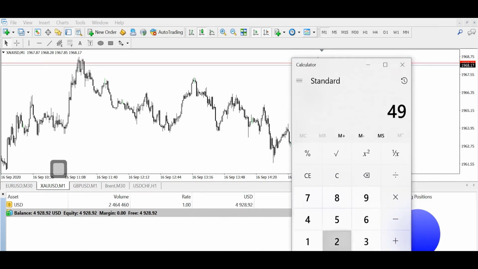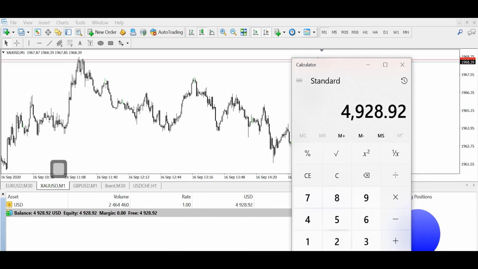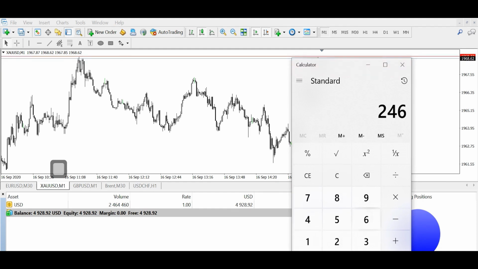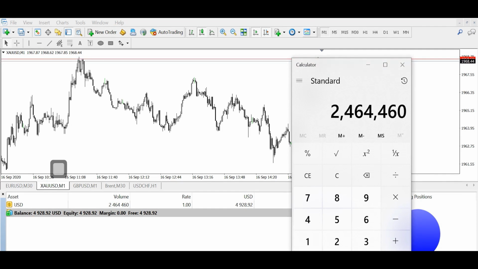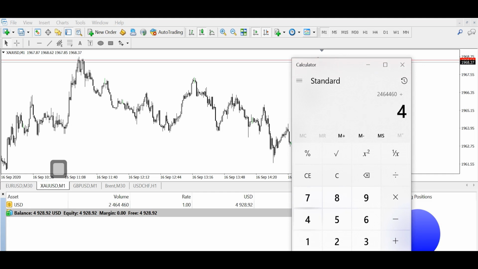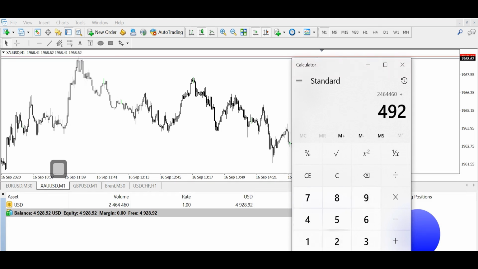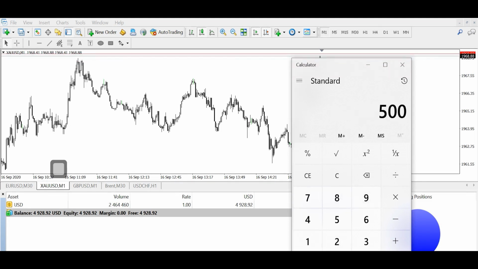You have $4,928.92. But how much can your trading volume be? Up to 2,464,466. That is, up to 2,464,466 you can trade. You trade this amount, which we divide by $4,928.92. We are working here with a leverage of 1 to 500.